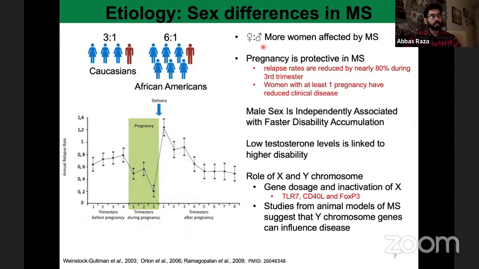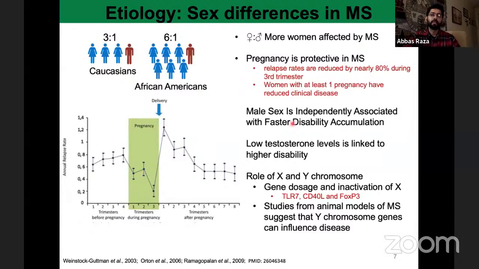And not just the sex of the individual, just having differences in the hormone, especially when it happens during pregnancy. So this has been seen that if this is the relapse rate for MS, where the symptoms show up, the symptoms drop during the 3rd trimester of pregnancy, which suggests there is an important contribution of hormones. And then they return back after delivery of the baby.